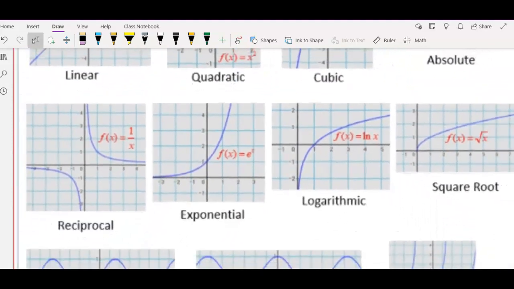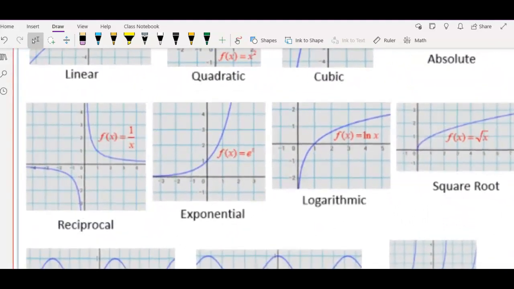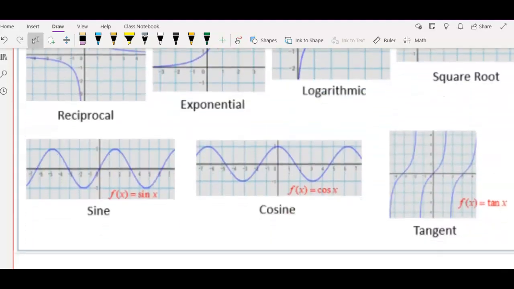Some other parent functions that we are going to just touch on are the reciprocal parent function, exponential, logarithmic, and square root. Now we're not going to get too in depth because once we get to Unit 5, which is right after this unit, we are going to study the transformations of these functions in depth as we study these functions. And then finally, we have three very famous trig functions, sine, cosine, and tangent. And again, we'll touch on this, but we're not going to study these functions in depth right now because we will study them more when we get to Unit 8.